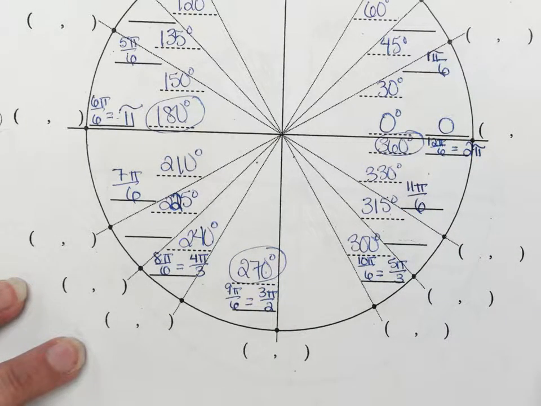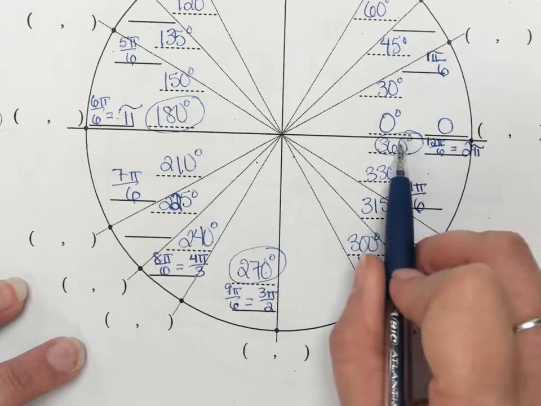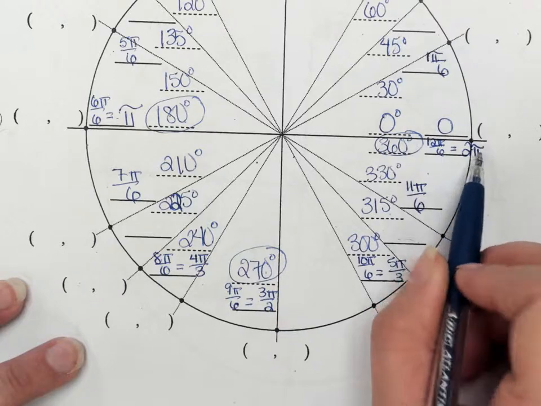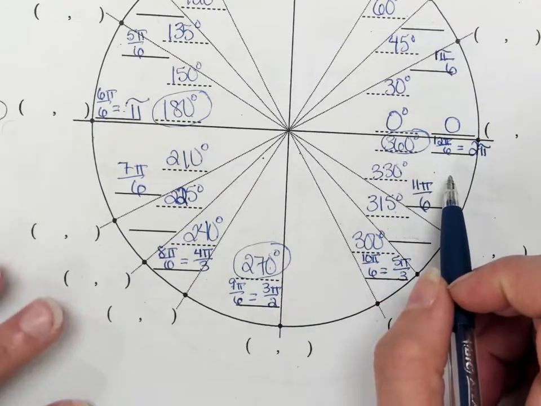Are y'all okay? So it's 2 pi. Yeah, 2 pi was the 360. Make sure the 360 is the 2 pi, not the 0. All right, here we go.